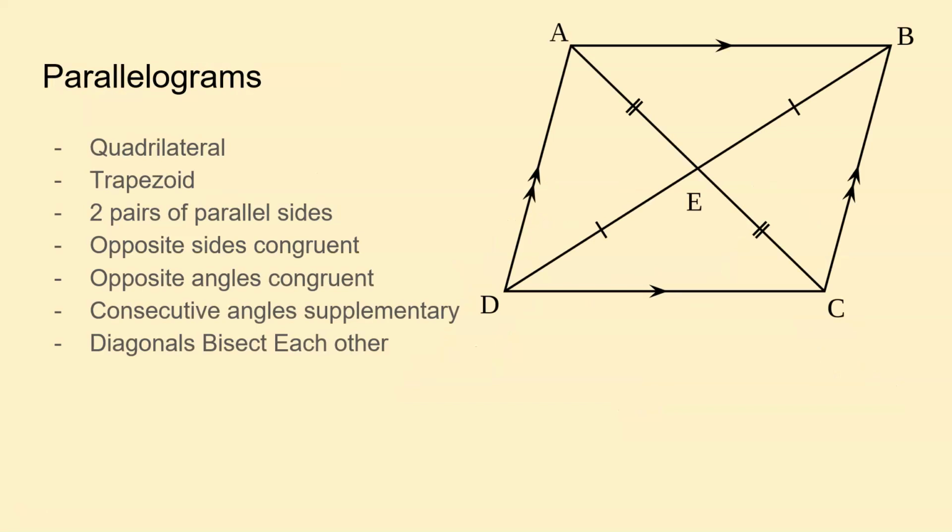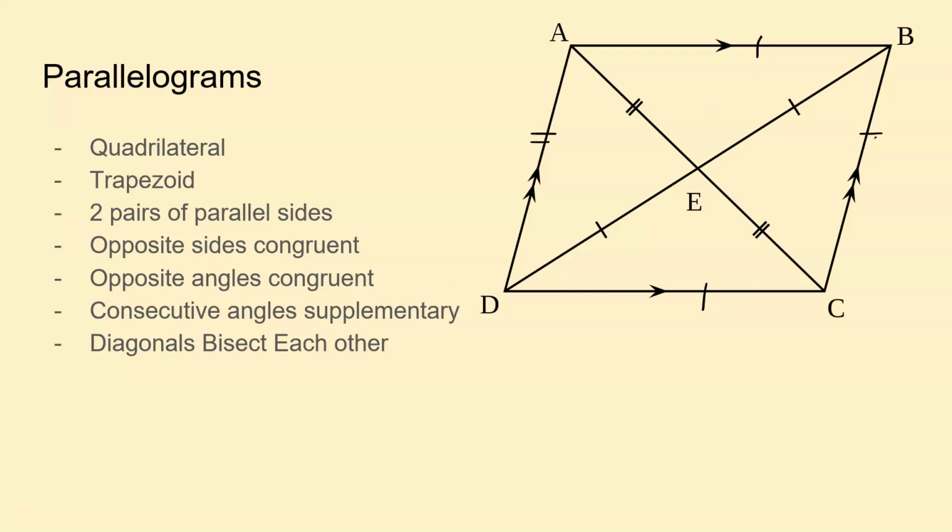Next, we have a parallelogram. So a parallelogram is a quadrilateral, and it is a trapezoid. So all the stuff we said about trapezoids is true here, but it has some additional requirements. So the parallelogram has two pairs of parallel sides. So the trapezoid had at least one, but the parallelogram now has the other sides parallel as well. Opposite sides are congruent for the parallelogram. So this side's congruent to this side.